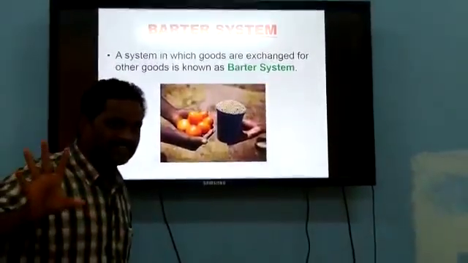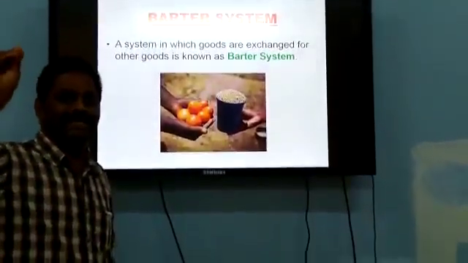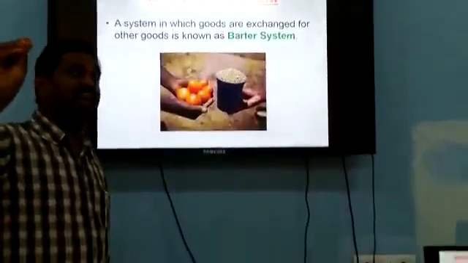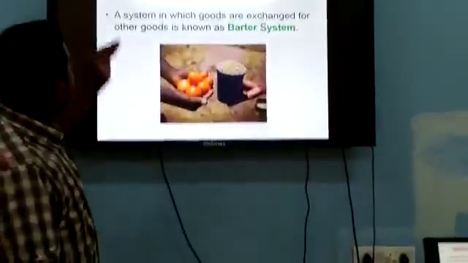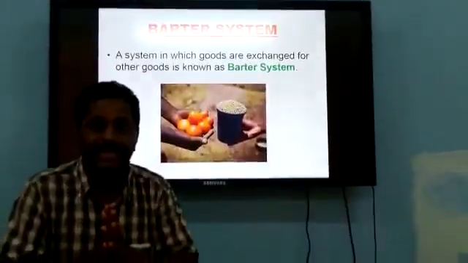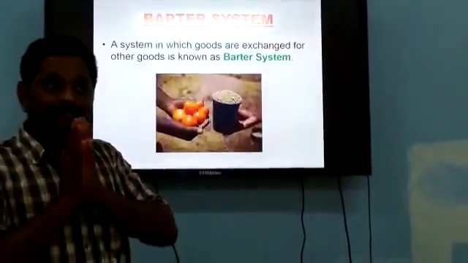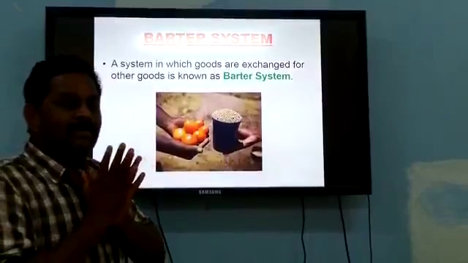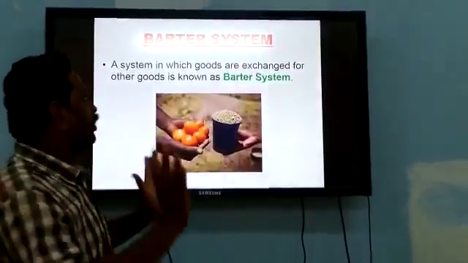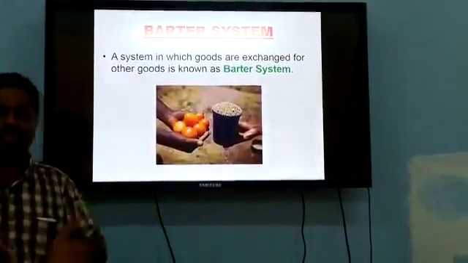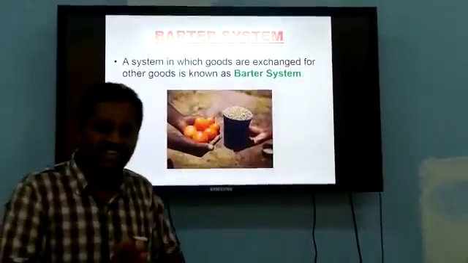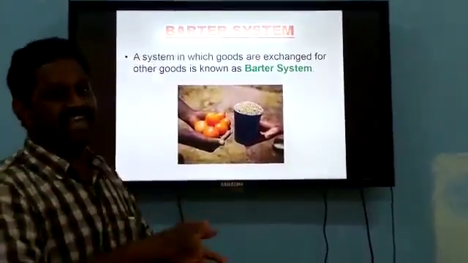Now today we discuss money and credit, a chapter of economics of your class. Both concepts of money and credit will be taken together. We will discuss them in detail. Before going to that, let's recapitulate what the situation was in previous days.